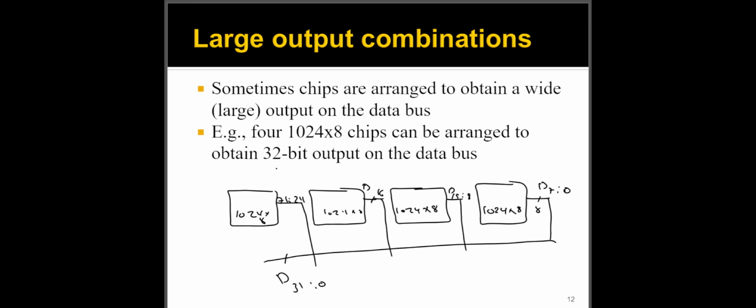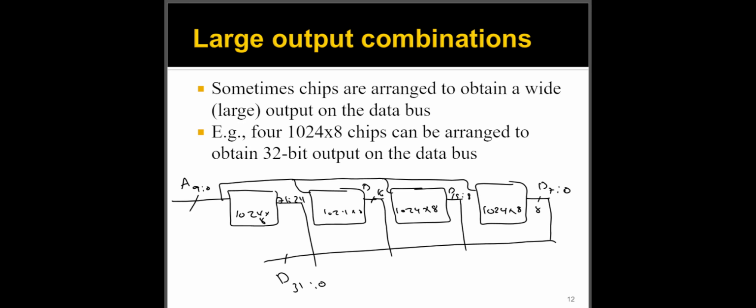And obviously, all of them are going to use the same 10 bits, A9 down to 0. And this is going to be fed to all these chips simultaneously. That way, when a given address is selected, 4 chips will be producing their line on the data bus to get that 4-byte output.